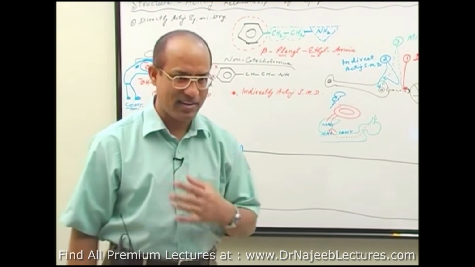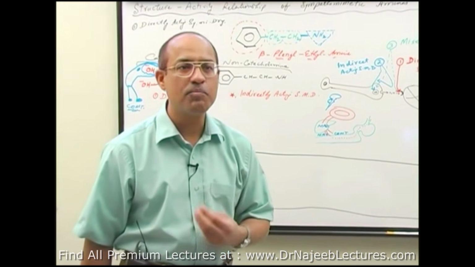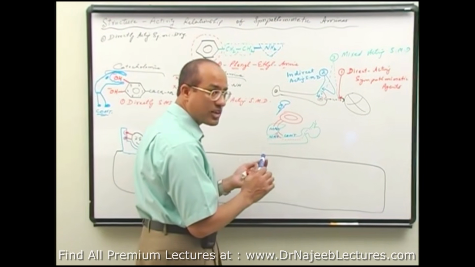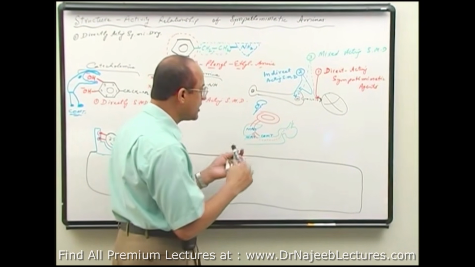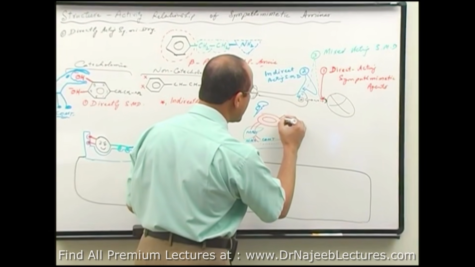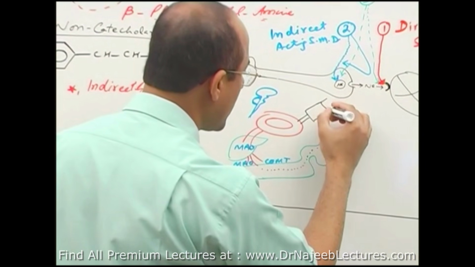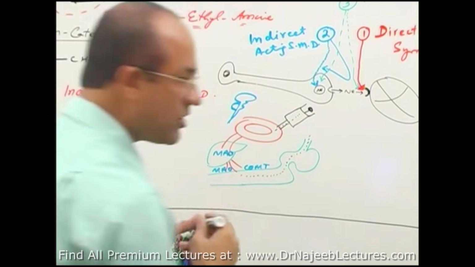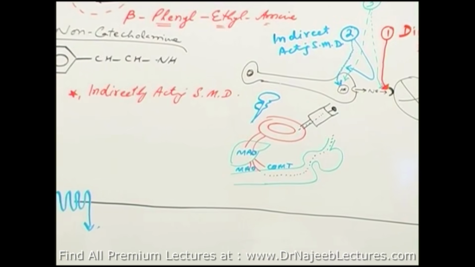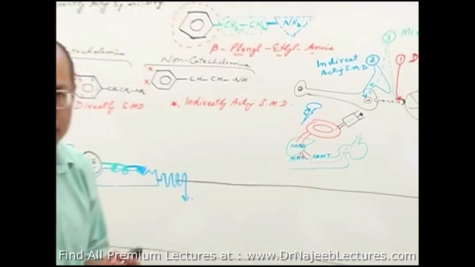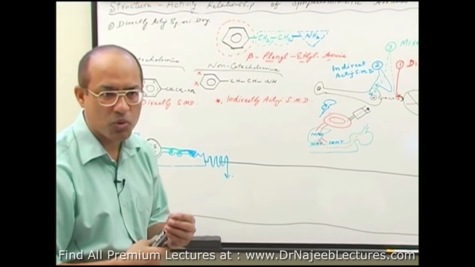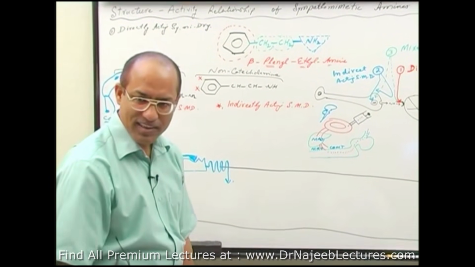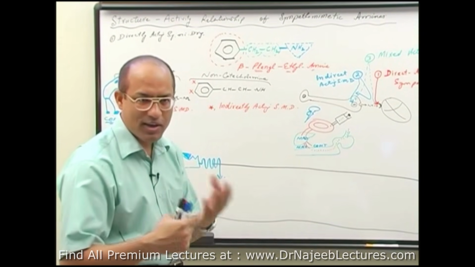That is why catecholamines are given parenterally. When you need to use catecholamines in a systemic fashion, you need to give an injection. Am I clear? Is that right? So catecholamines are given parenterally. They are not absorbed orally well, and their bioavailability is very less. Am I clear? Now imagine, compare it with non-catecholamine.